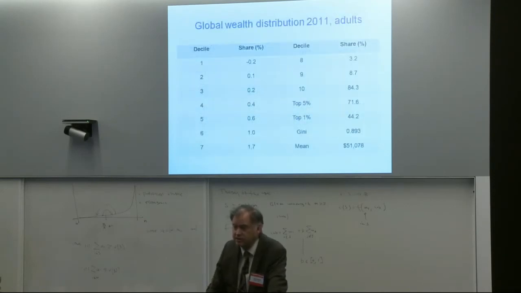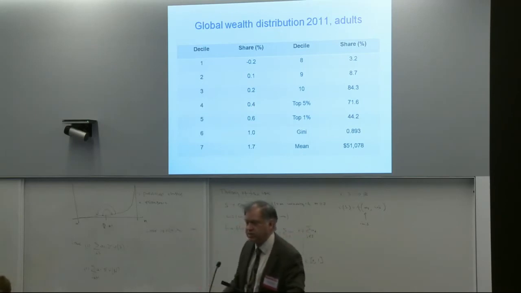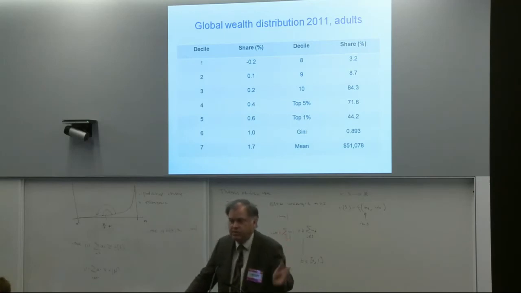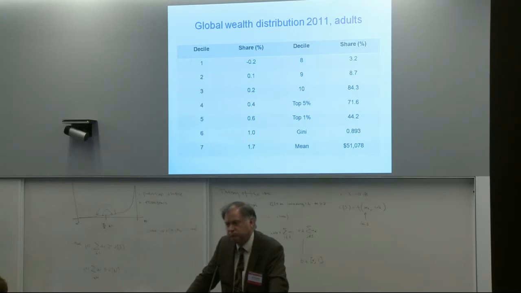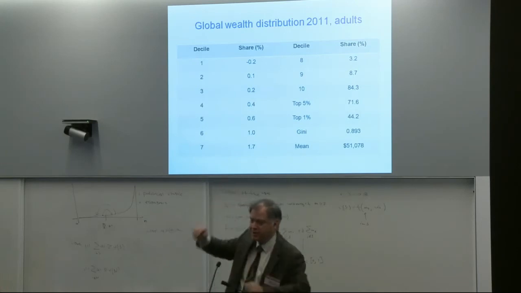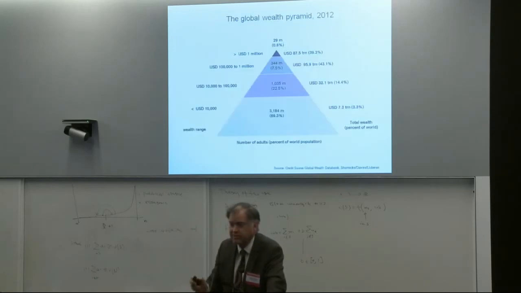Here's the decile shares. You can see the share of the top 10% is 84.3%. Share of the top 1% is 44%. For comparison, the share of the top 1% in the US is about 40%. Canada is probably about 25%, according to some of the work that I've done. Gini coefficient 0.893, that's getting pretty close to the upper bound. So anyways, the people at Credit Suisse like to illustrate this in the form of a pyramid.